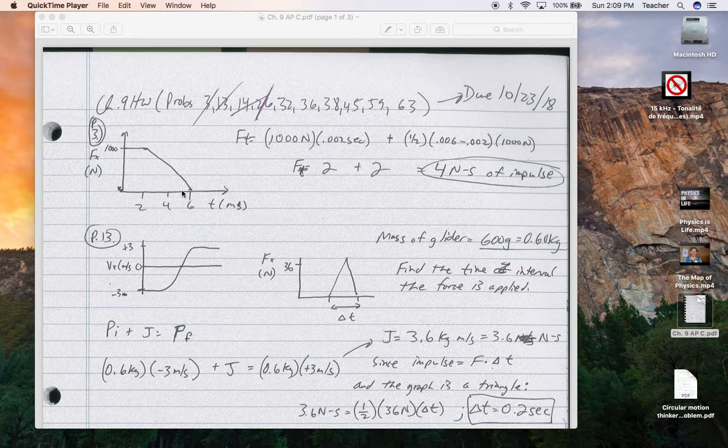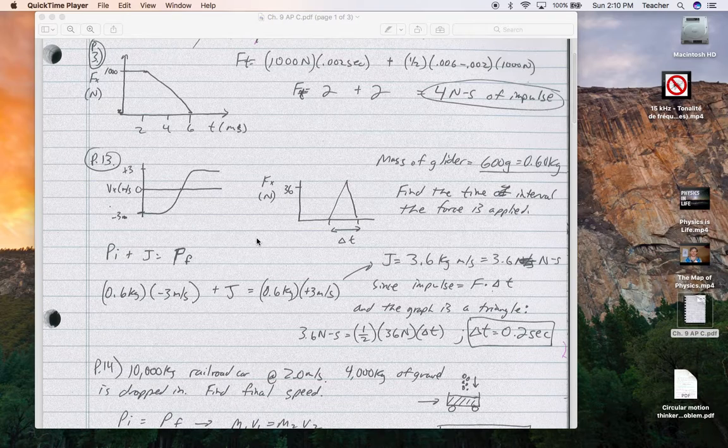Problem 3 here was asking, if this was your graph of force and time, what would be the impulse? The tricky thing here sometimes is it says ms, that's milliseconds. It's a little bit annoying, but those are typical collision times, so that's to be expected. In this particular case, we get 1,000 newtons times 0.002 seconds, and 1/2, so that's the area of this triangle, 0.006 minus 0.002 seconds, so we get a total of 4 newton seconds of impulse.